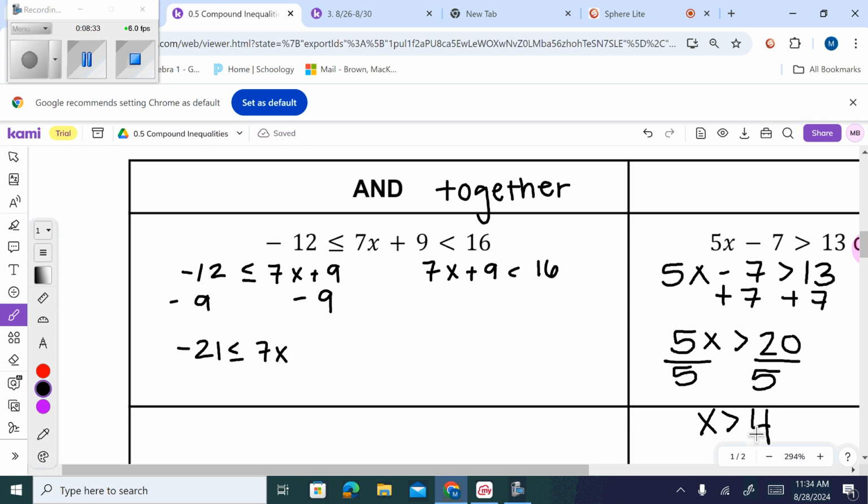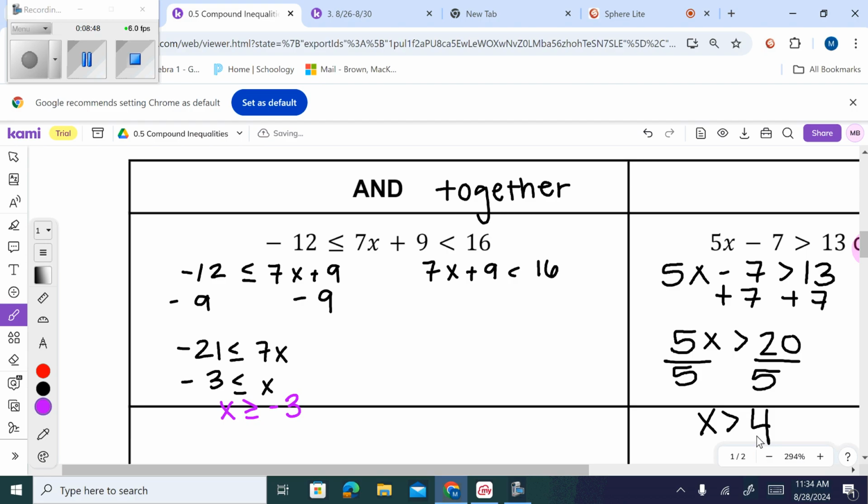Okay, so I got negative 3 is less than x. Is that how I like it? So what am I going to do to this whole thing? Flip your whole thing. So you're going to have x is greater than or equal to negative 3.